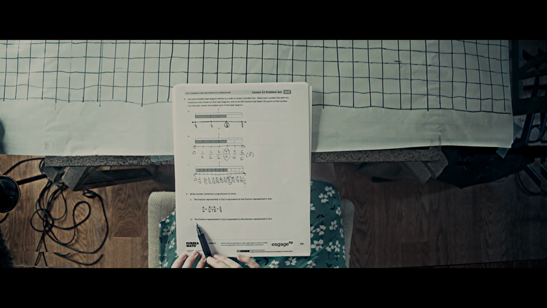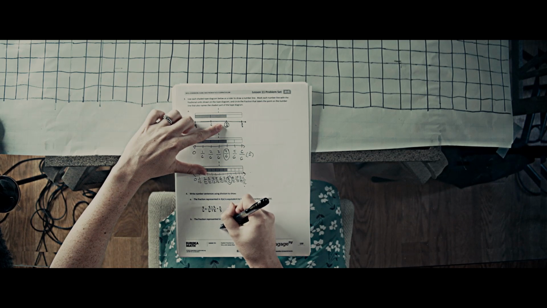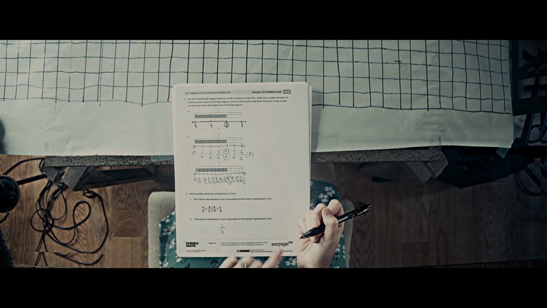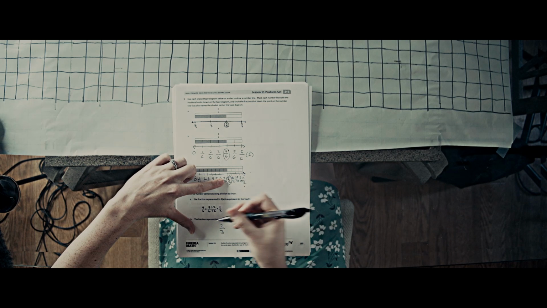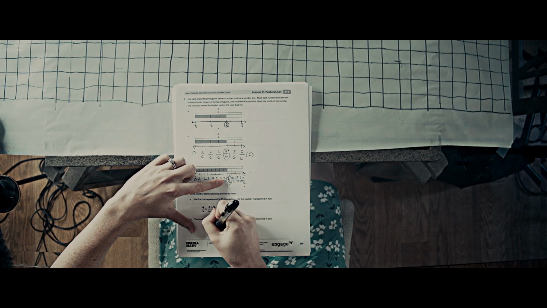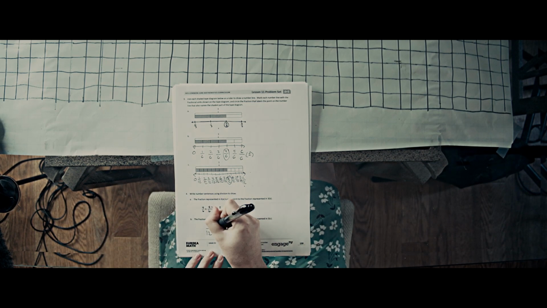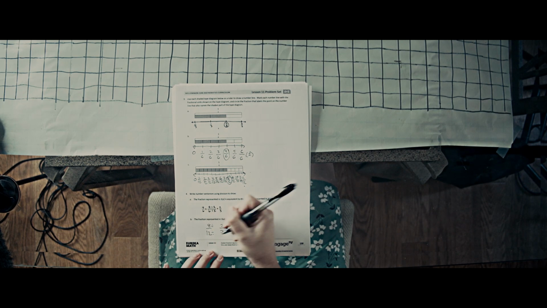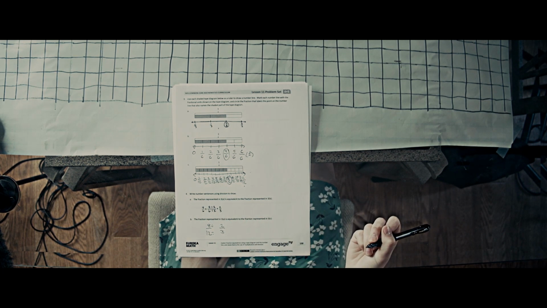Okay, at part B, it says the fraction represented in 3a, which is 2/3, is equivalent to the fraction in 3c, which is 8/12. And again, I'm going to use division to show that. So I'm going to divide 8 and 12 both by the same number.